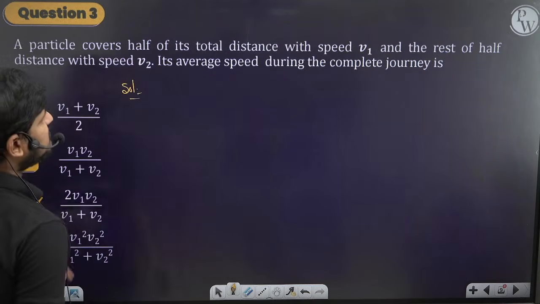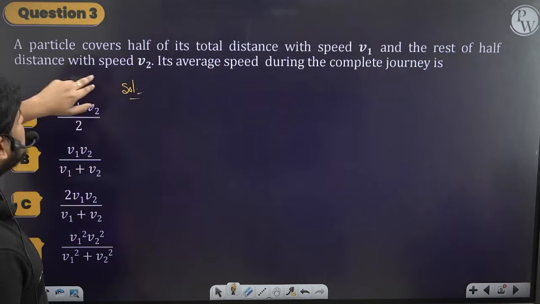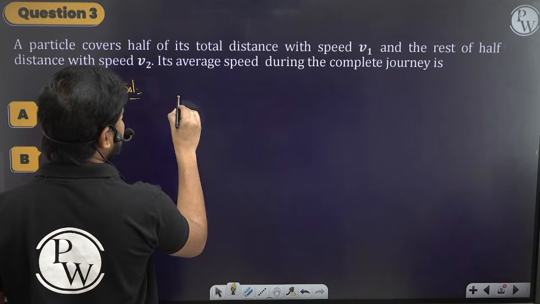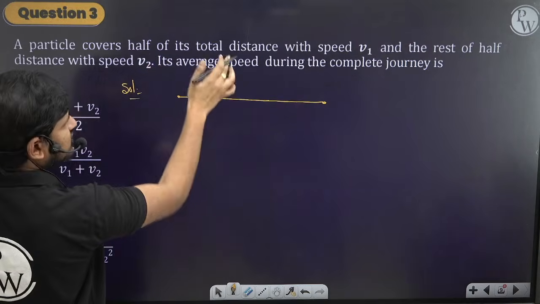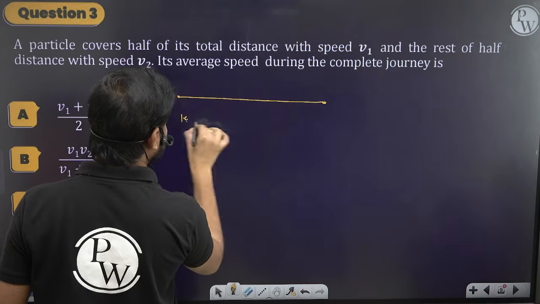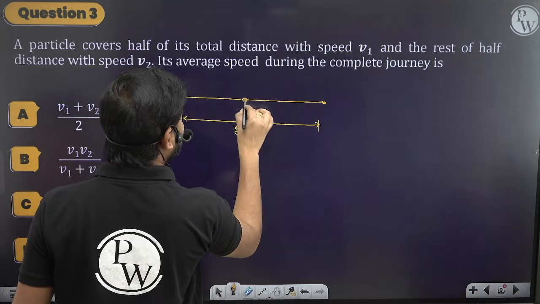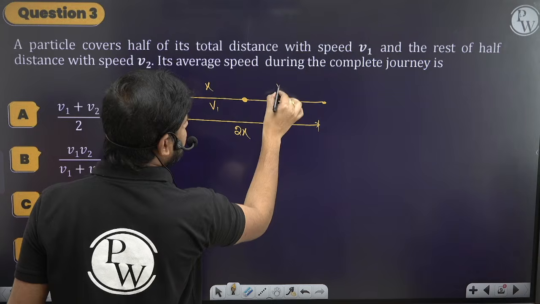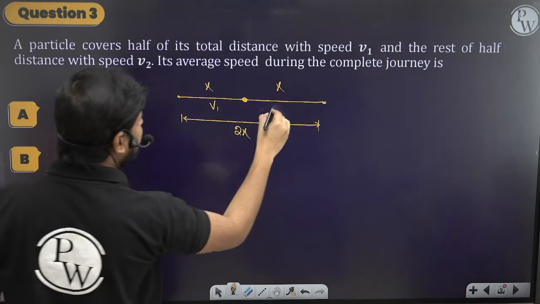A particle covers half of its total distance with speed v1 and the rest half with speed v2. So, what is the average speed during the journey? See here, a particle covers half of its total distance. So first let's consider the total distance as 2x. Now half the distance, let it be x, it covers with velocity v1, and the remaining half the distance, which is again x, it covers with velocity v2.